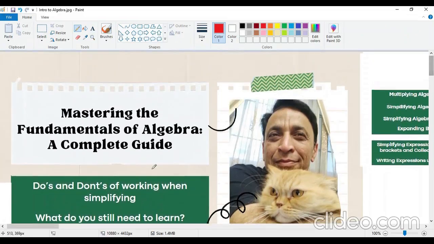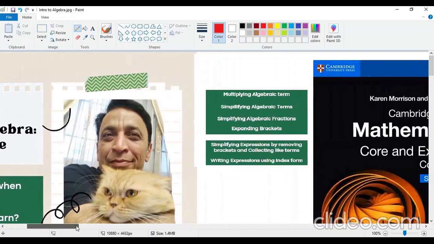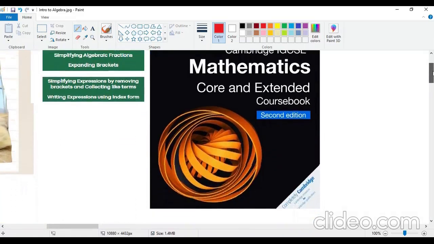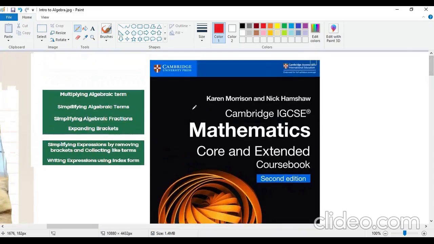First of all, I'd like to give you a brief idea on which book I'm using for this topic. First, we'll go for multiplying algebraic terms. What are the rules that we should be following? And then simplifying algebraic terms, then simplifying algebraic fractions, and how do we expand the brackets and simplify expressions by removing brackets and collecting like terms. Removing brackets or multiplying are the same thing, so never get confused. Then writing expressions using index form. This is going to be the last topic for this video.